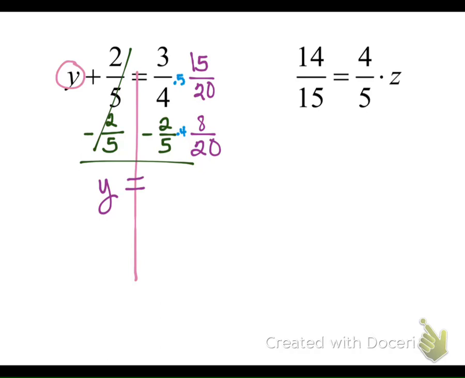Now, what operation am I doing? Subtraction. Subtraction, because there's my subtraction sign right here. So I'm going to take my numerators and subtract them. So what's 15 minus 8? 7. The denominator? 20. Can I simplify or reduce that? No. No, you cannot. Final answer. Nice.